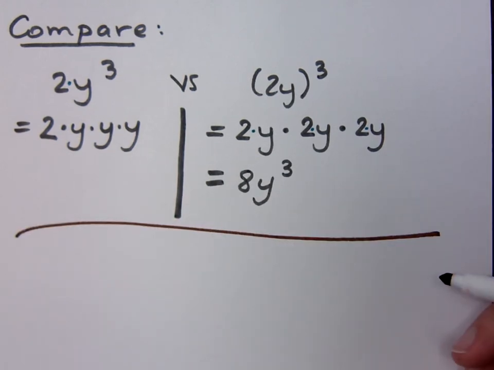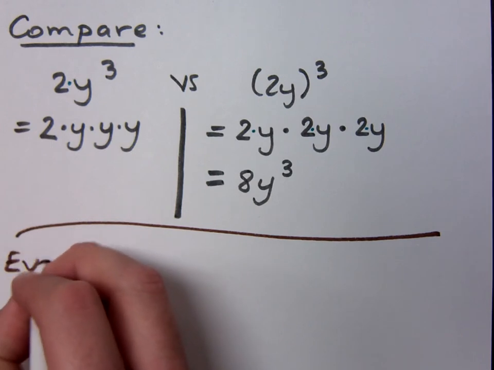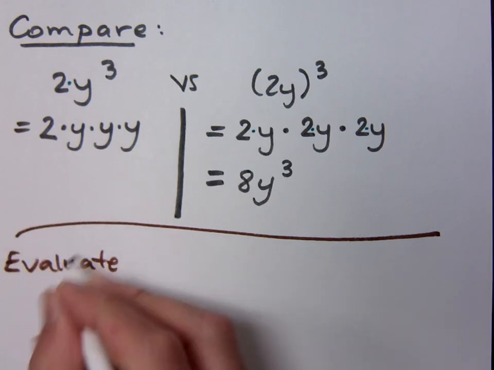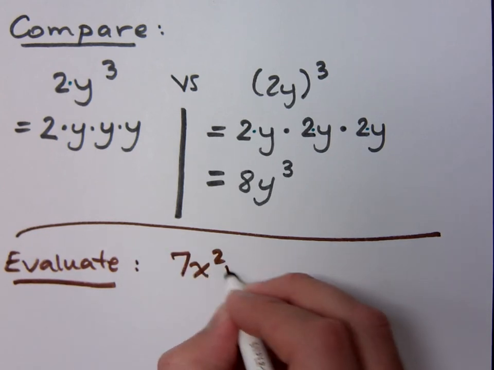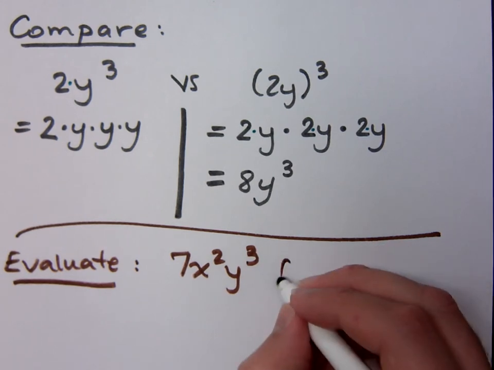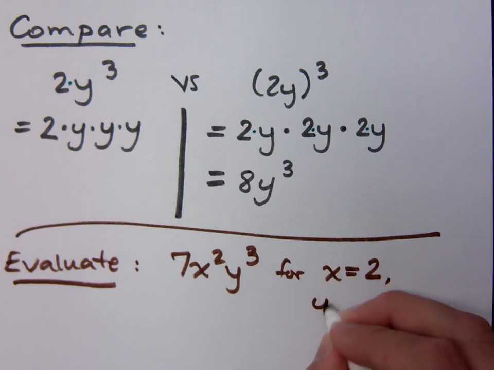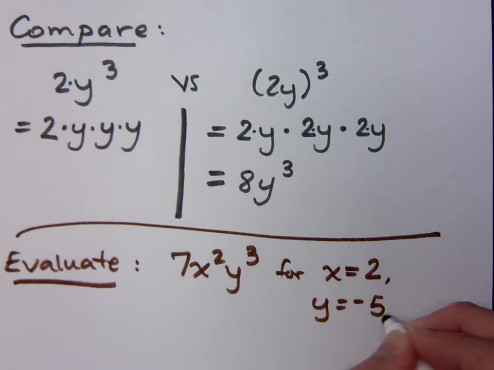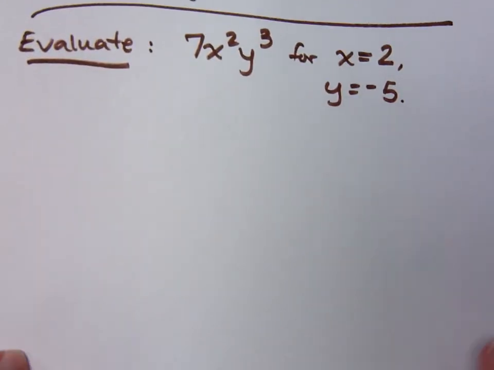So the two main words we're going to see this chapter will be evaluate and simplify, but most often simplify. So I could ask you to evaluate 7 x squared y to the third. This is just an expression. If I ask you to evaluate this for an x value of 2 and a y value of negative 5, what do you think you would do in this example? Just plug in these values.